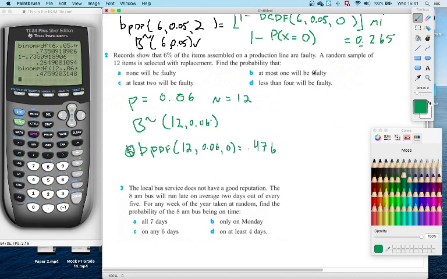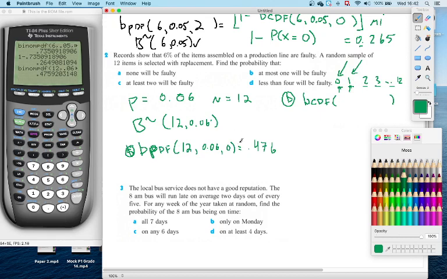Question B, at most 1 faulty. So if we have a whole bunch in line looking at 0 faulty, 1 faulty, 2 faulty, 3, up to 12, if it says at most 1 faulty, that means that 0 can be faulty and 1 could be faulty. So we should add these two up starting from 0. So this is Binomial Cdf, because we want to accumulate the sums of these two together.